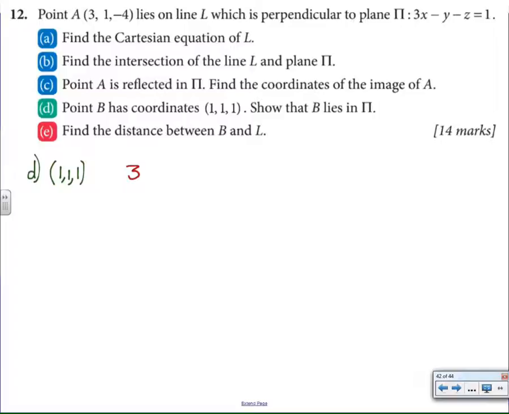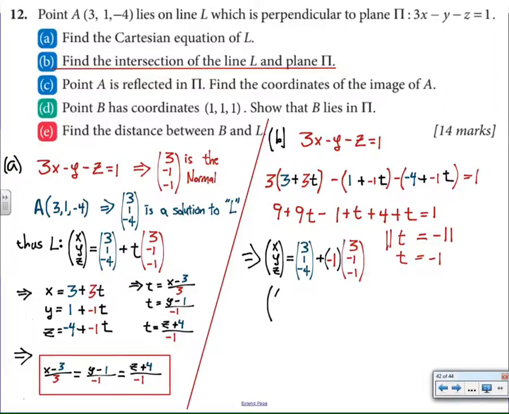Part C says point. Oh, I forgot to do part C. I just jumped to part D. So I'm just going to talk you through part C really quick. I'll go back to that picture of the plane. Or actually, let's go back to my answer from before.